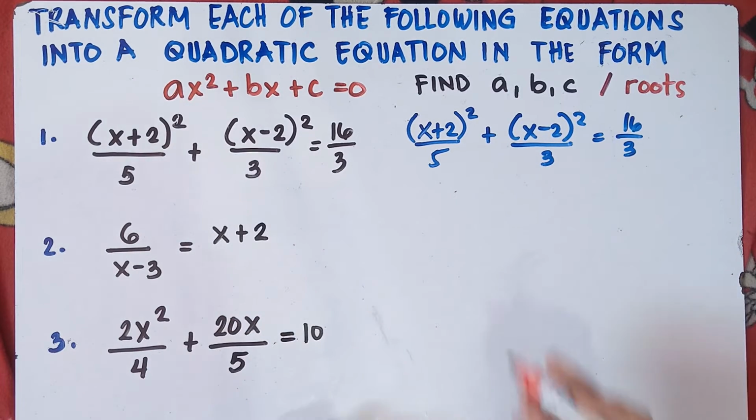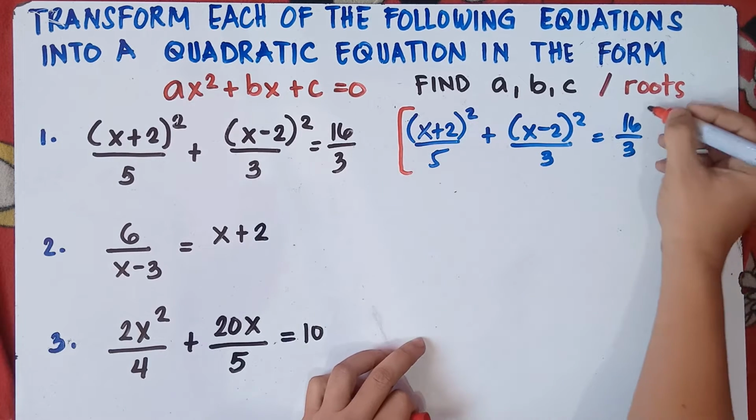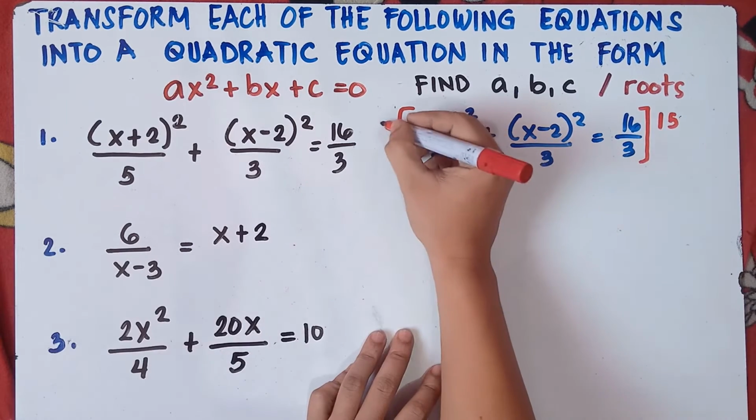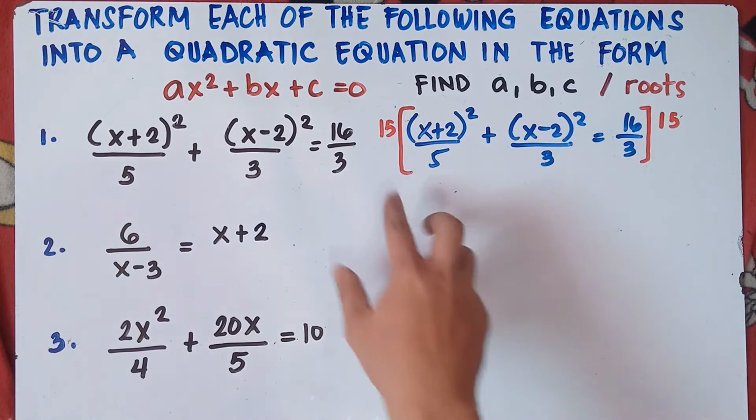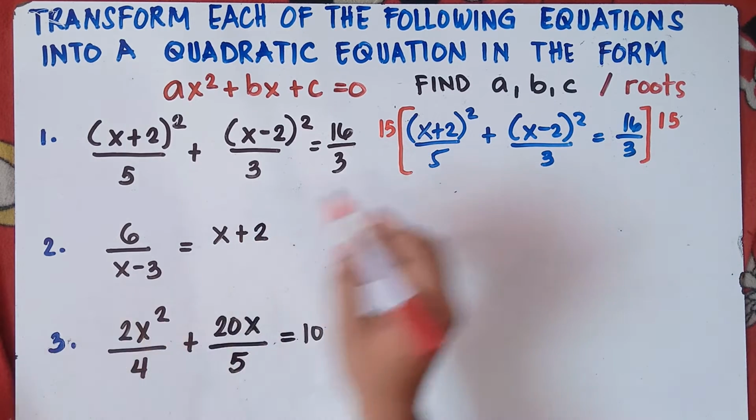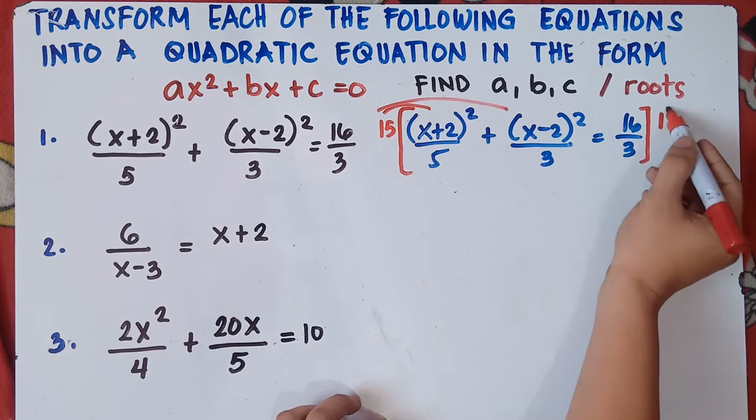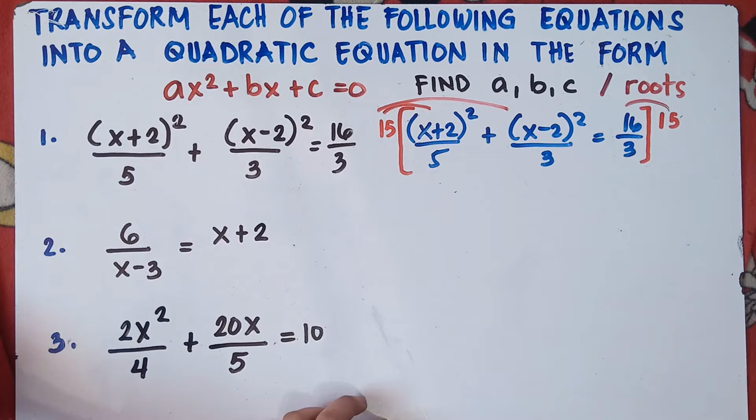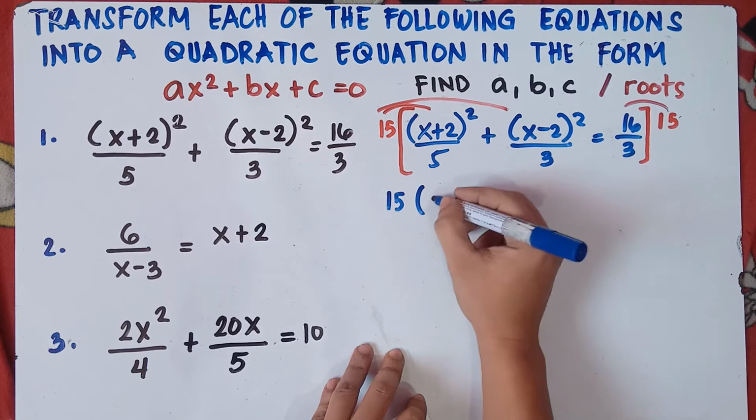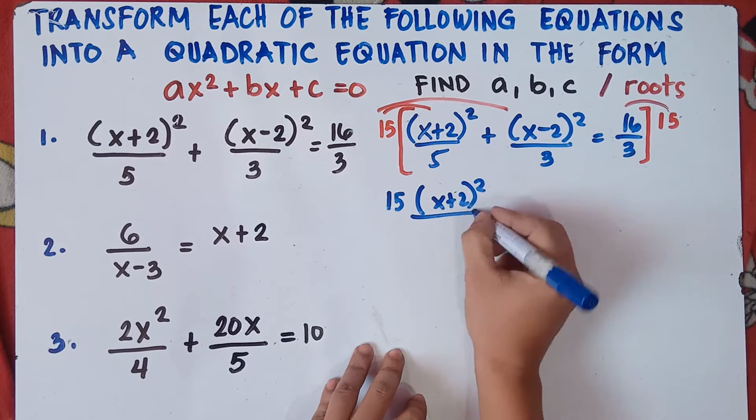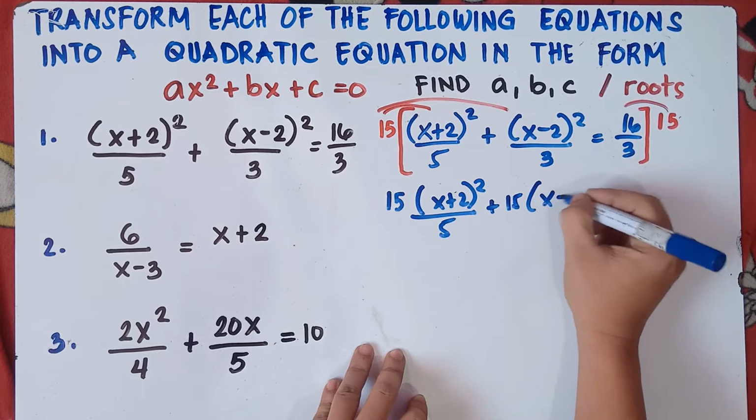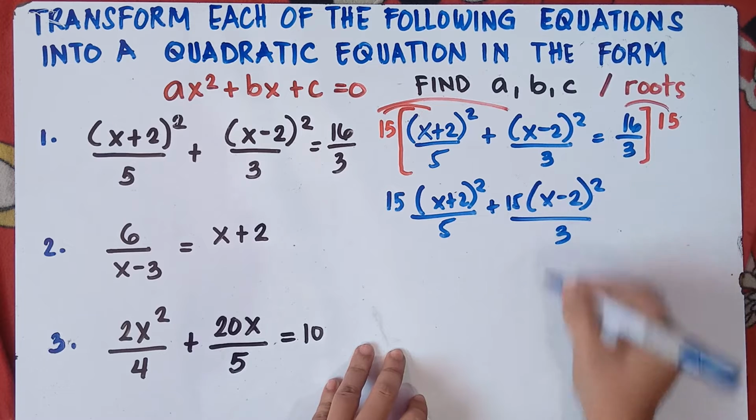Now, once we find the LCM, we multiply it by 15. So once again, we have the LCM 15. We can now multiply this equation by 15. So you distribute 15 to every term. This will be 15 times (x + 2)²/5 plus 15 times (x − 2)²/3.